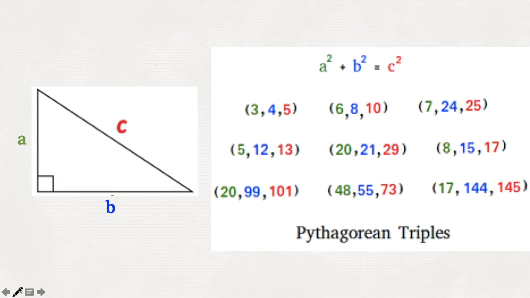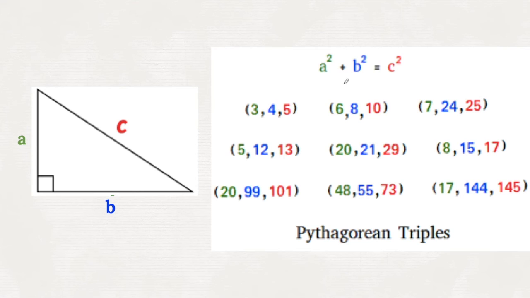All right, to end us today is the Pythagorean triples. This is mainly using the Pythagorean theorem to find numbers that are whole numbers. So a, b, and c are whole numbers. So a squared plus b squared equals c squared. That works for these right triangles.